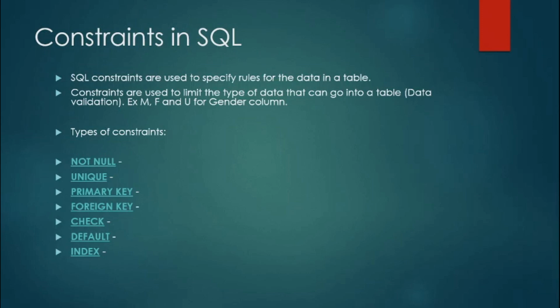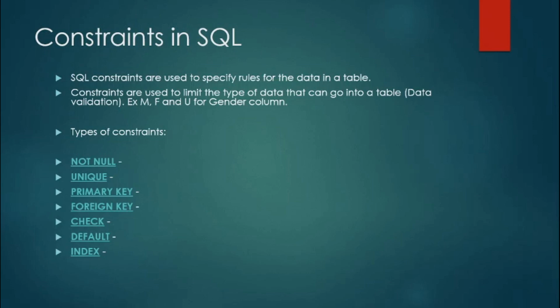Let me give you a small example. If I have a column in a table called gender, and I want the user to add only three values, that is M, F, and U. M stands for male, F stands for female, and U stands for unknown. I don't want the user who is entering the data, either from the UI or from the database, to enter any other value apart from M, F, and U.